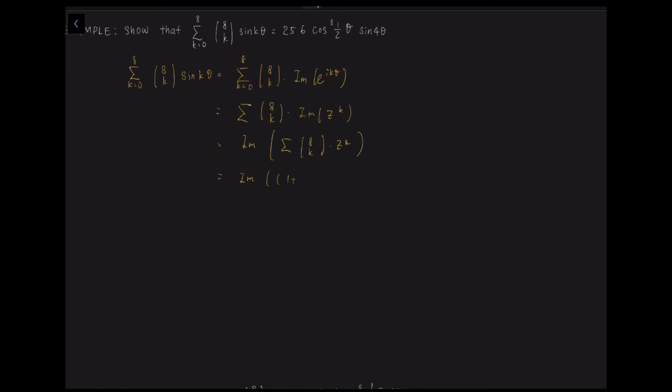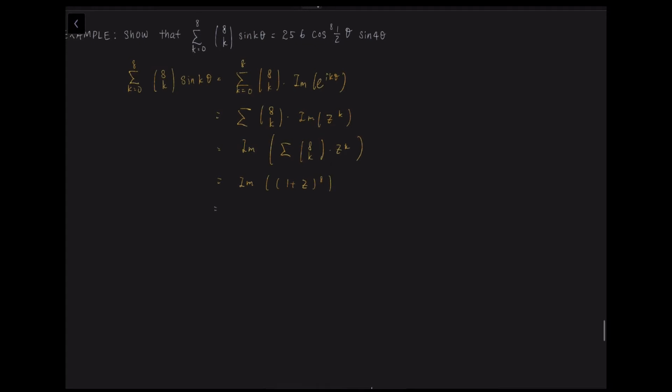And we also know that z equals cos theta plus i sine theta. So it can then be written as the imaginary part of 1 plus cos theta plus i sine theta, to the power of 8. And now we are going to use some identities.